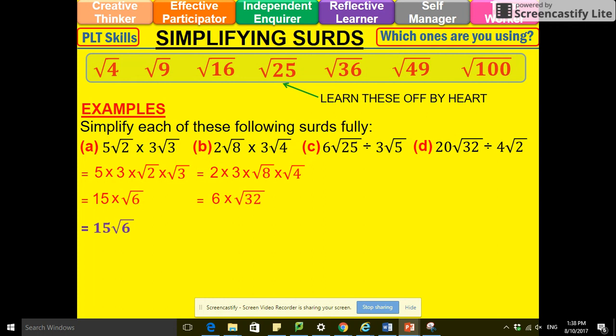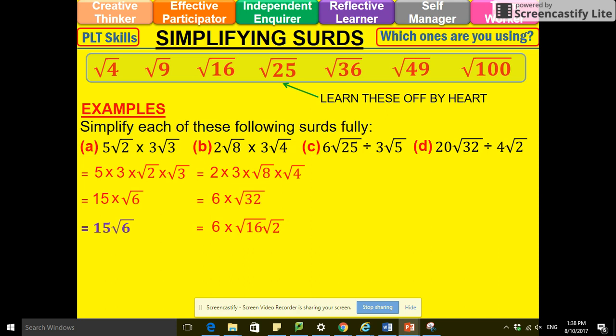Now, square root of 32 is an irrational number. It's not a square number, but we know of a square number that can go into it, and that's 16. It's the highest factor that can go into it that's also a square number, so that's why we choose it. So we leave our 6 there, and say that could be composed of the square root of 16 and the square root of 2.